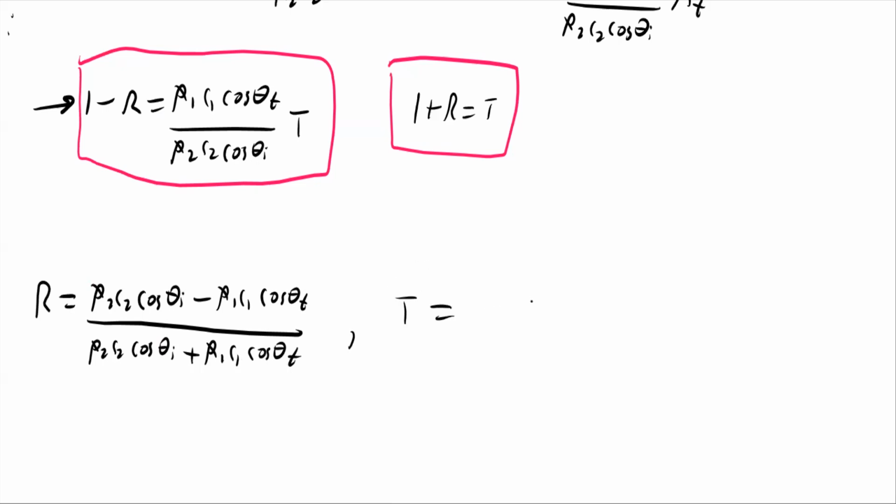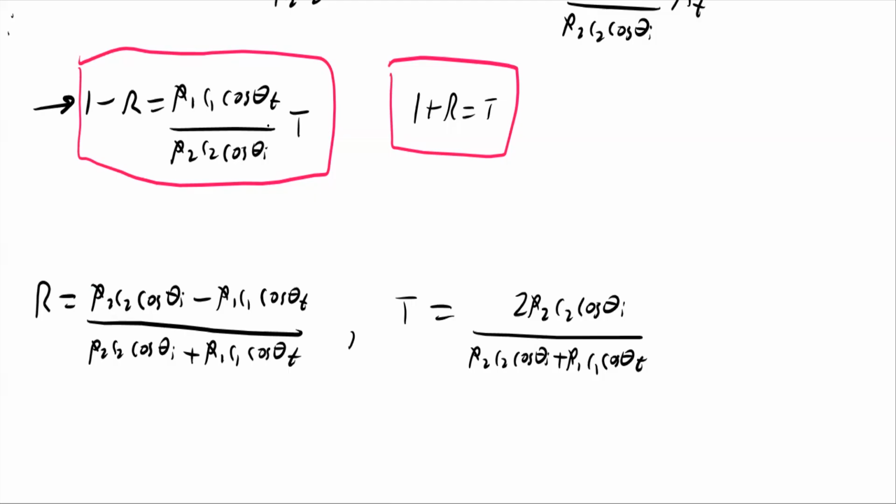And you also obtain then that T, the transmission coefficient, is 2 rho 2 C2 cosine theta I over rho 2 C2 cosine theta I plus rho 1 C1 cosine theta t. And now if you're extra brave or you want an extra fun time with some math, you can add these together and show that 1 plus R does in fact equal T.